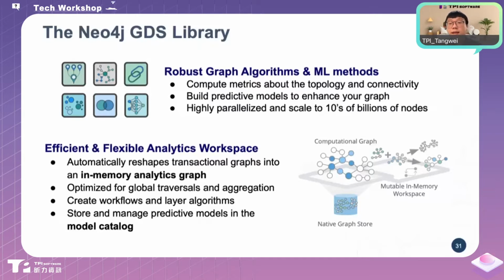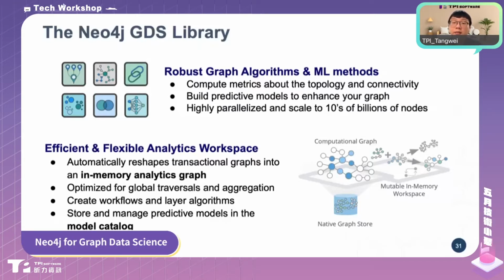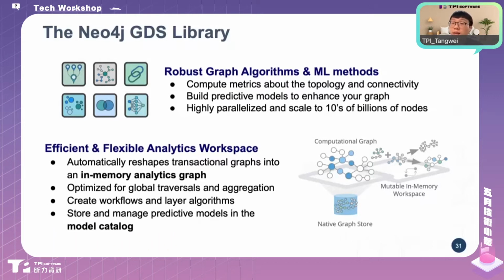So you run against a load graph, and you can scale into tens of billions of nodes. So this really lets you answer questions about interconnected data at scale. Now the other piece is the analytic workspace, or the in-memory graph. And this is kind of like a secret sauce of the GDS library.